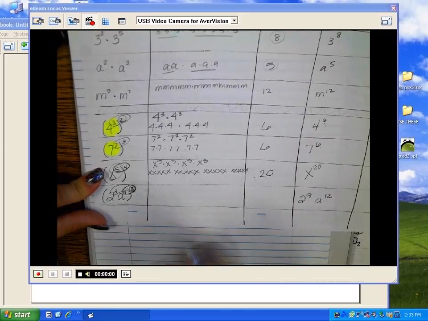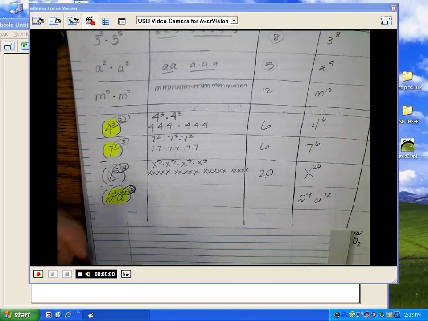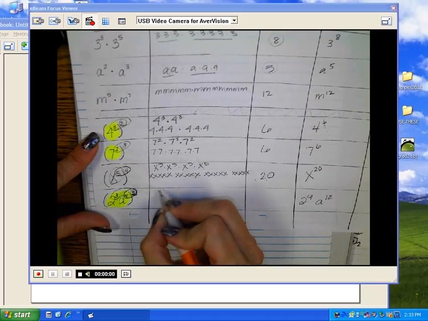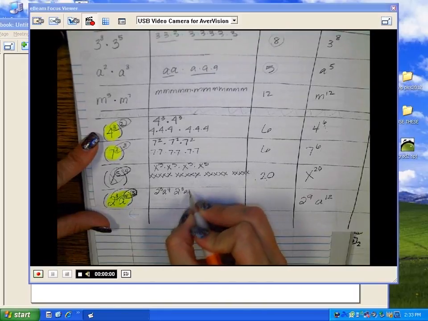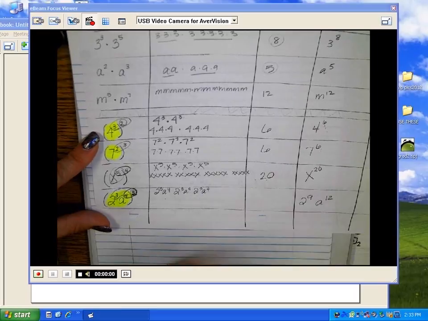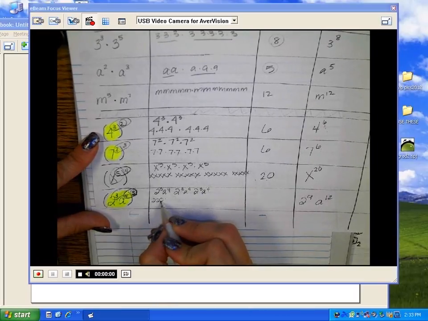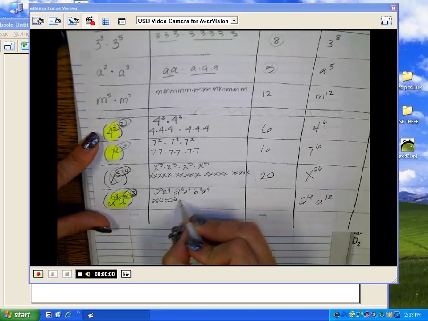I'm going to take my base, and my base is this whole thing, and I'm going to write it 3 times, because that's what my exponent is. 2 to the 3rd, a to the 4th. 2 to the 3rd, a to the 4th. That's twice. 2 to the 3rd, a to the 4th. That's 3 times. So I can keep writing them all out. 2 times 2 times 2. Here's another 2. 3 of them. And there's another 3 of them.